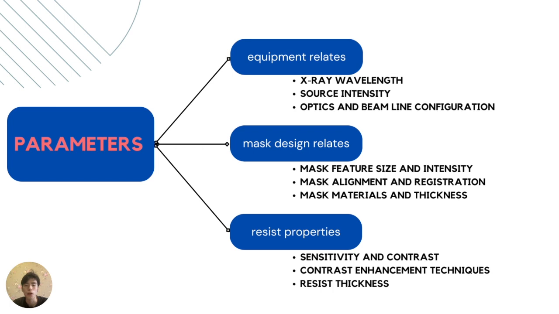The size and shape of the product from XRL can be affected by many parameters. The first parameter is equipment related, which includes the wavelength of the X-ray, the intensity of the X-ray, and optic and beamline configuration. The second parameter is mask design related, which includes mask feature, size, and intensity, mask alignment and registration, and mask materials and thickness.